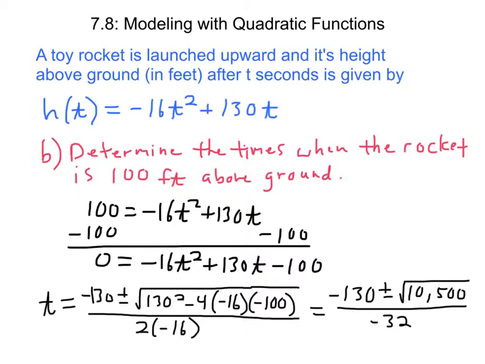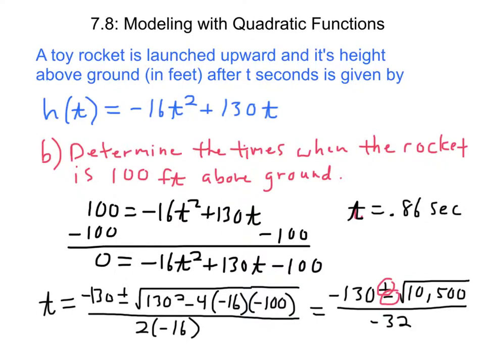So in a situation like this, where it's an application, we really would like to get decimal answers for this. So first, I'll put this into my calculator using the plus sign. Okay, so I'll take negative 130 and add the square root of 10,500. I'm going to hit enter to get that answer, and then divide that by negative 32. And that comes out to be about 0.86. So I'll write that solution down up here. So t equals 0.86 seconds.